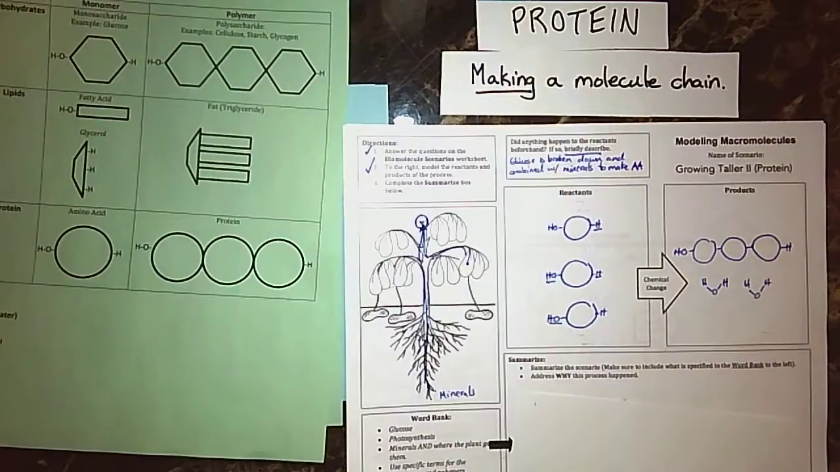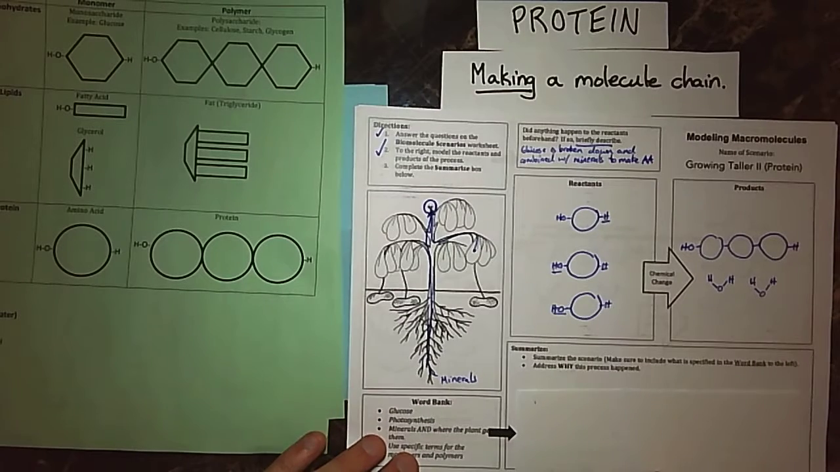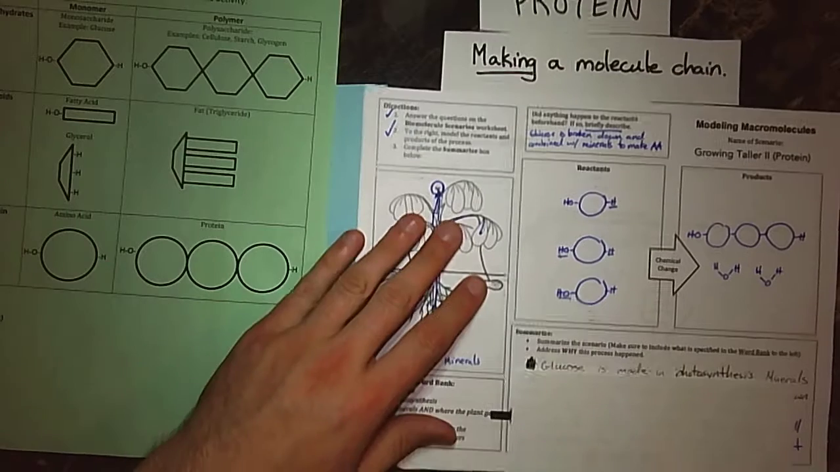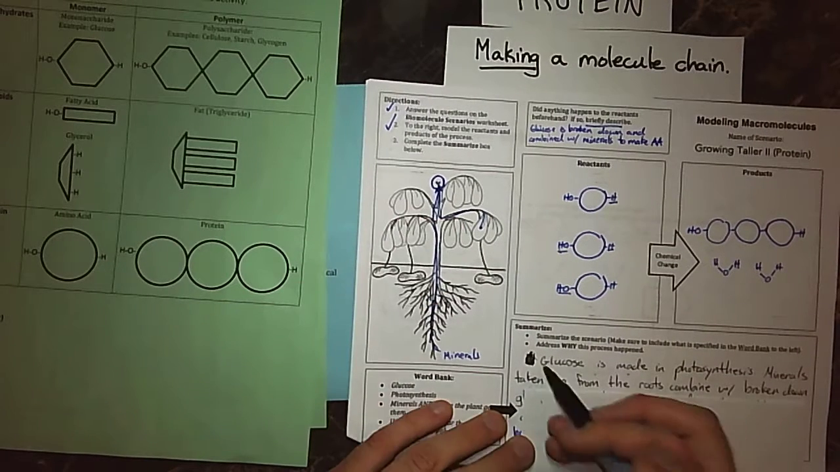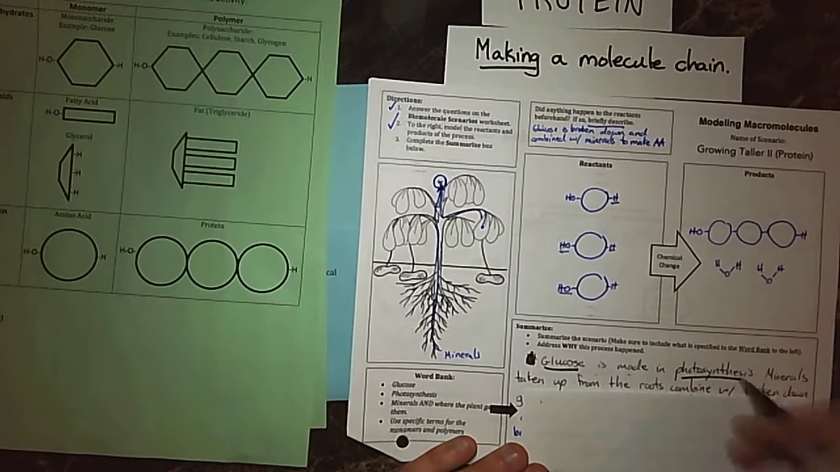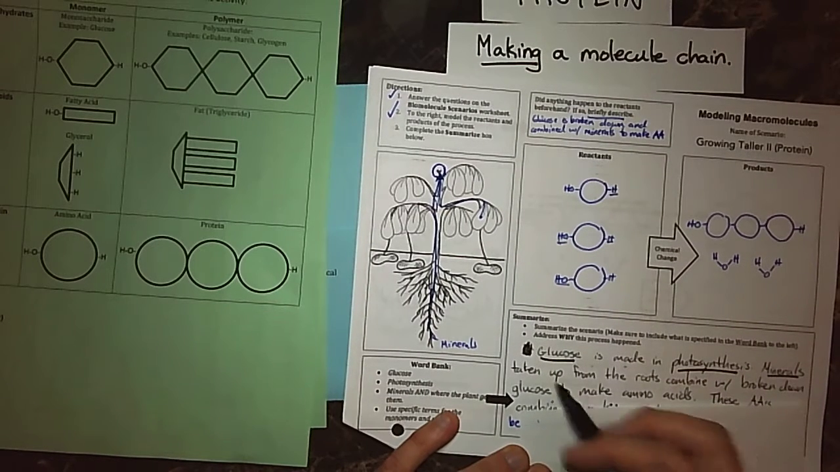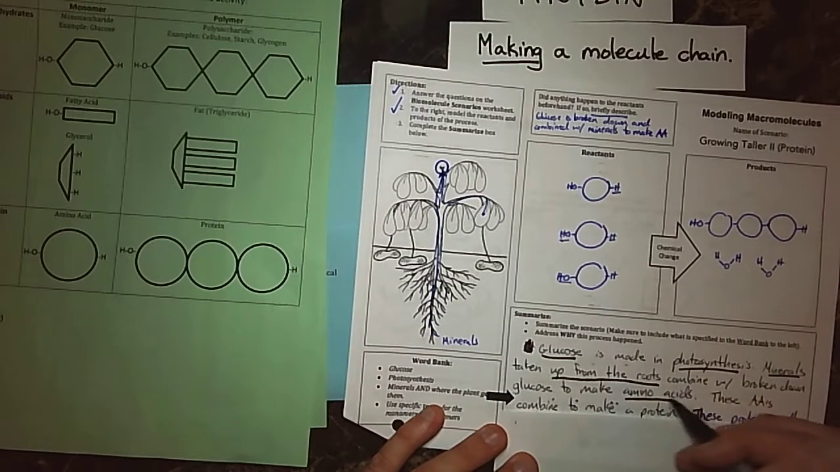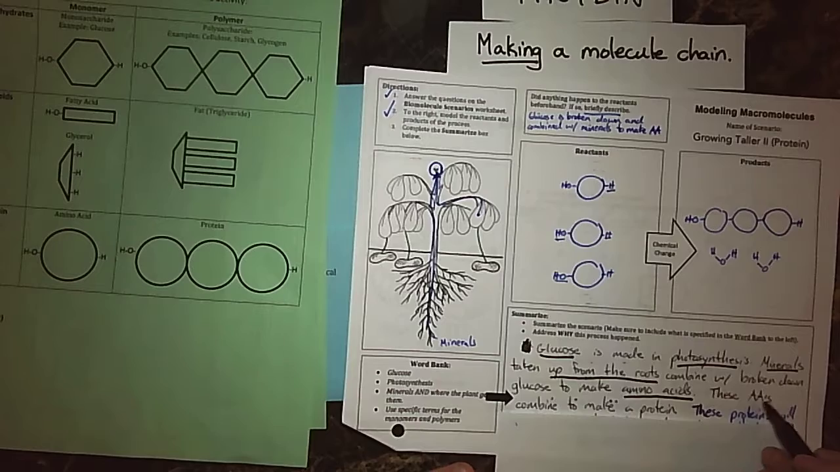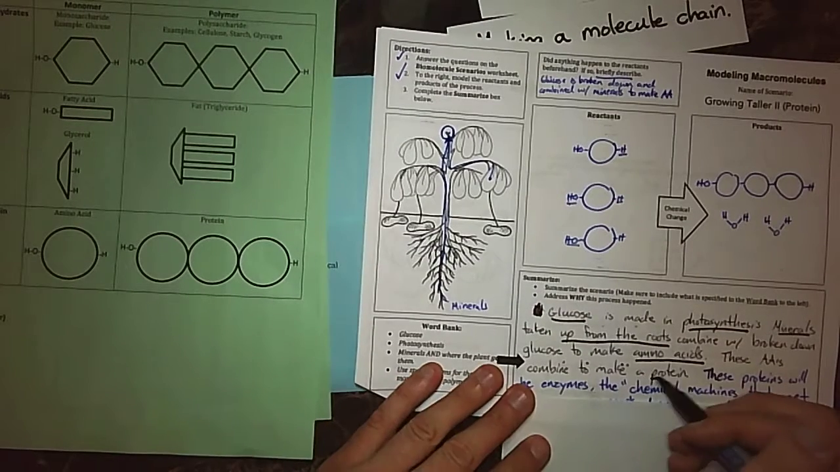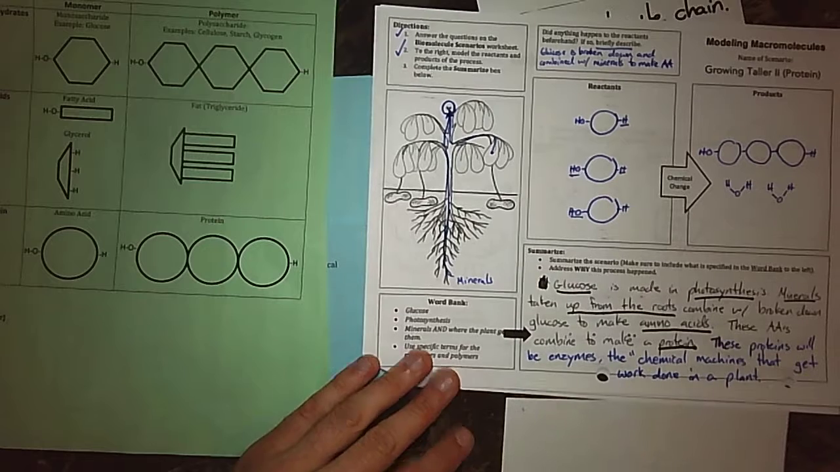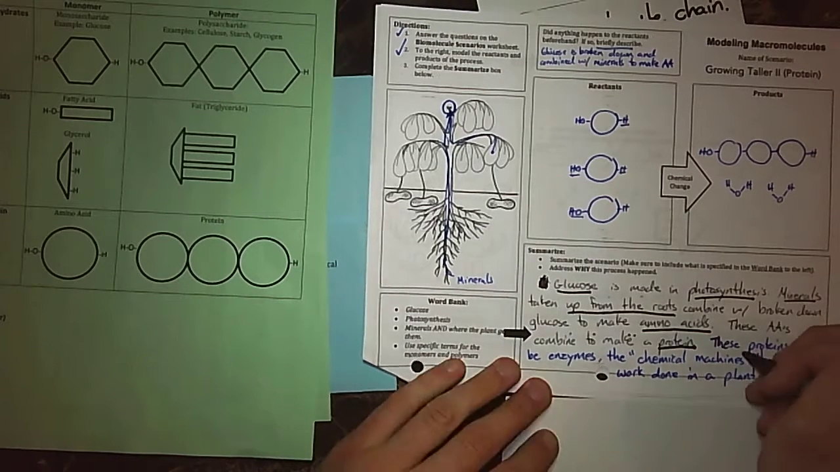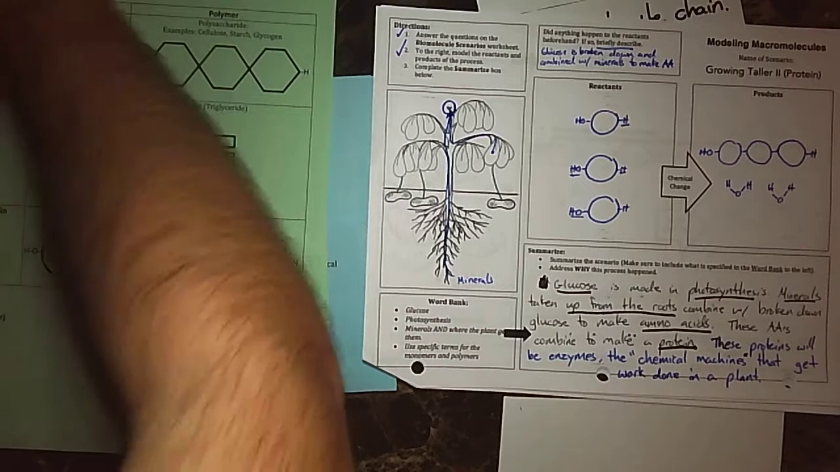So I only have one more thing to do, which is just summarize everything. So to summarize, glucose, which is one of those words I need to use, is made in photosynthesis, and then minerals are taken up from the roots and combined with broken down glucose to make amino acids, my monomer in this case. These amino acids, abbreviated, combine to make a protein, my polymer. And then finally, what's the purpose of these? This is that these proteins will be enzymes, the chemical machines that get work done in a plant or any organism.